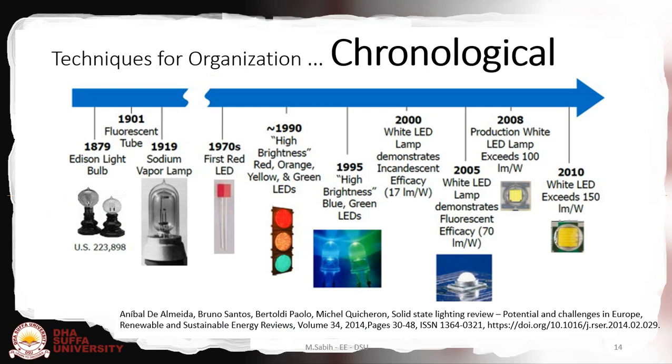This is another chronological example, the development of the light bulb: Edison's light bulb in 1879, up to LED, and by 2010 white LED exceeds 150 lumens per watt. So this is another way of putting things. Of course there will be paragraphs to support this literature review. I took this from the following reference: Solid State Lighting Review by Almeida in 2014.